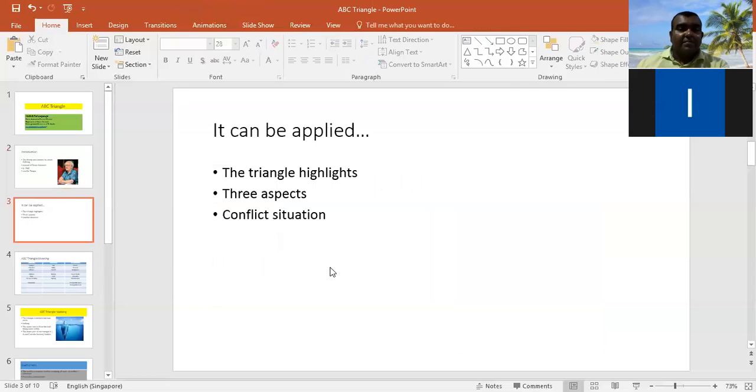So then the triangle highlights the three aspects of a conflict situation. Three aspects of a conflict situation.